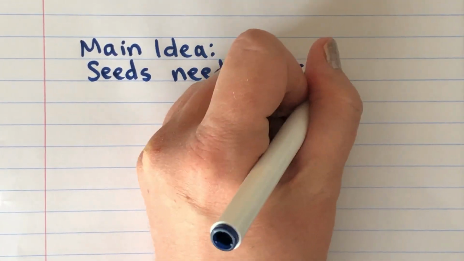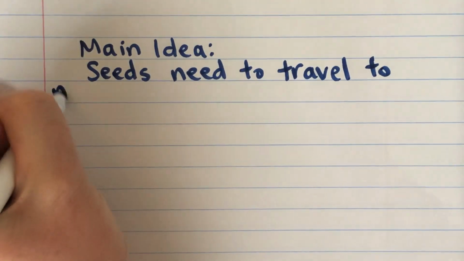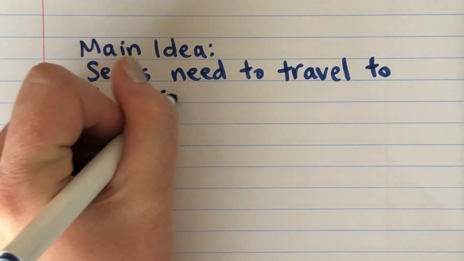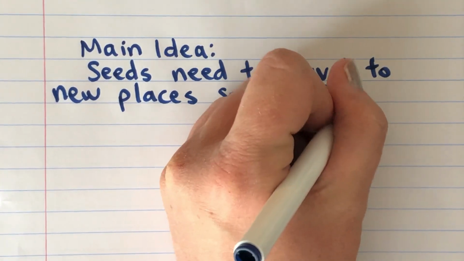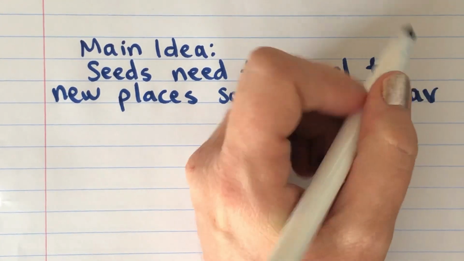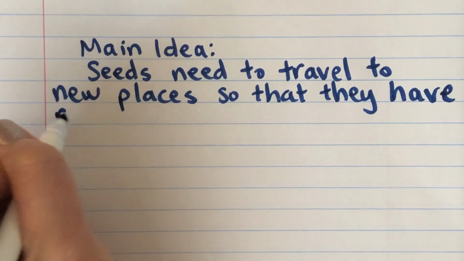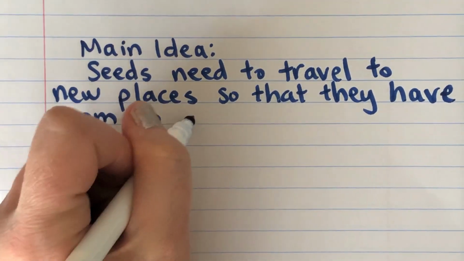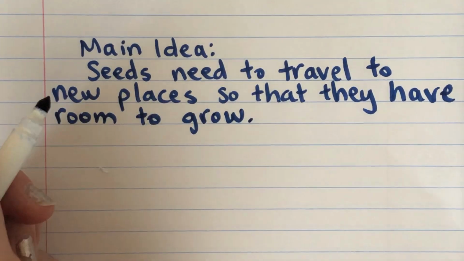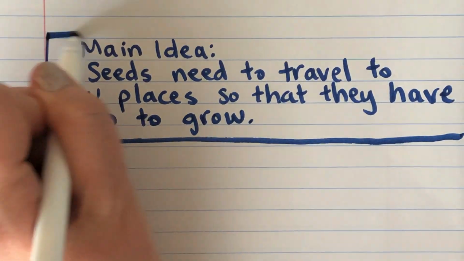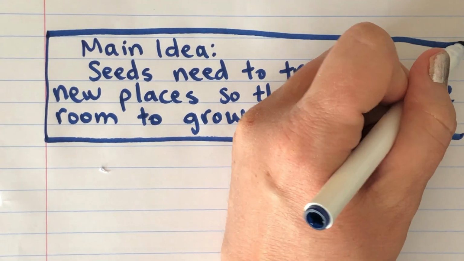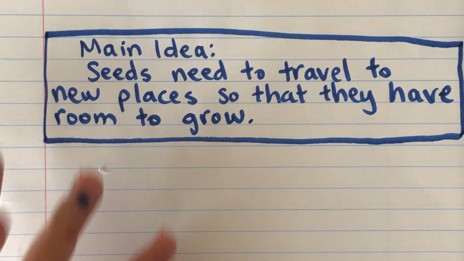Seeds need to travel to new places so that they have room to grow. I wrote that first, and now I'll put a box around it. If I draw my box first, I might run out of room because I don't know exactly how long it is until I write it.